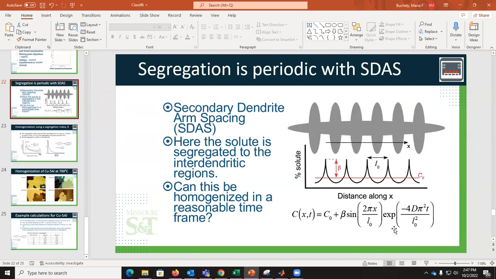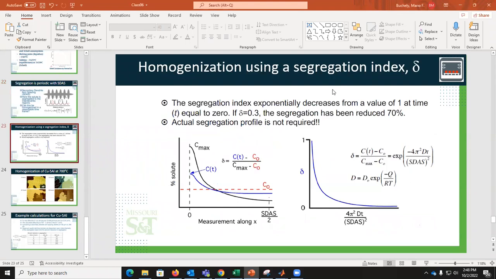So this model can be mathematically described by this equation. As you see, it's a really complex equation describing this type of sine wave profile. You can just use this equation for solving the segregation, but obviously there are a lot of terms here that are sometimes difficult to handle. So there are some tricks in metallurgy that we can use for calculating segregation more easily. In this case, we are gonna see an example of the segregation index.